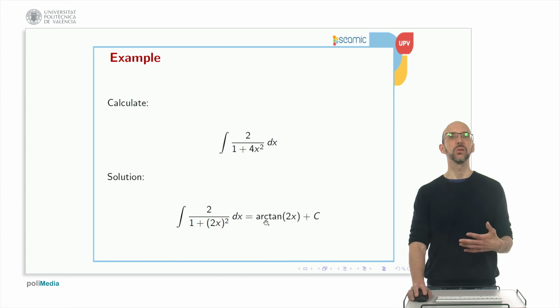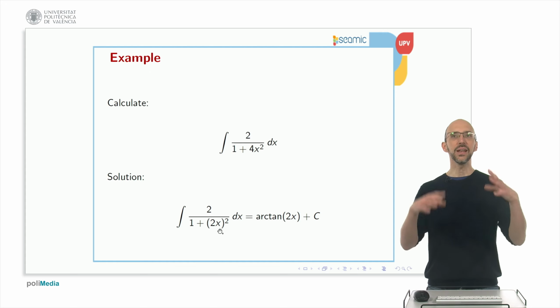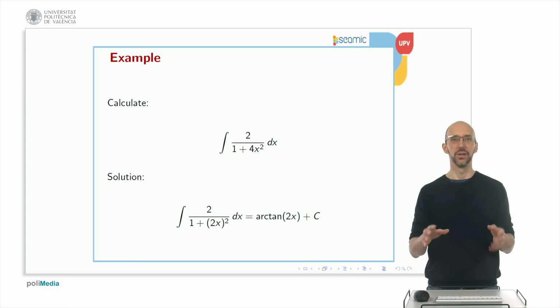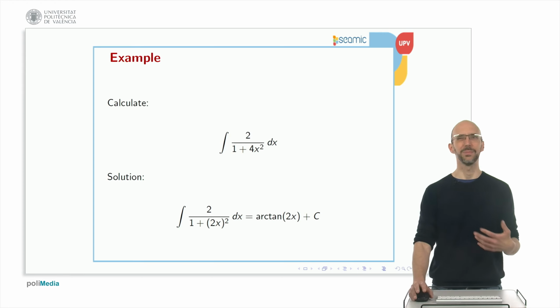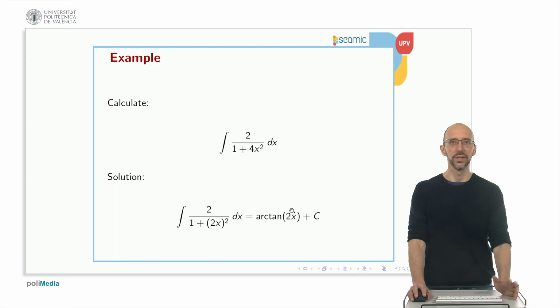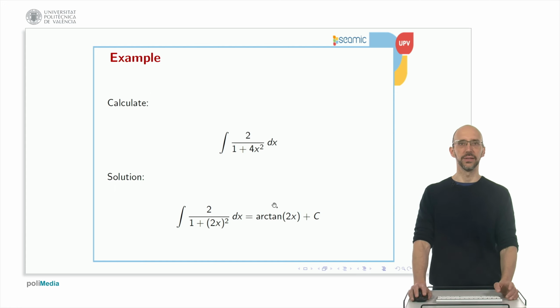The only thing that I need to do is apply the formula and say that this is the arctangent of the function that is inside the parentheses, okay? Be careful. No (2x) squared. It's a very common mistake to add here a square. It's not, okay? It's the function between parentheses.